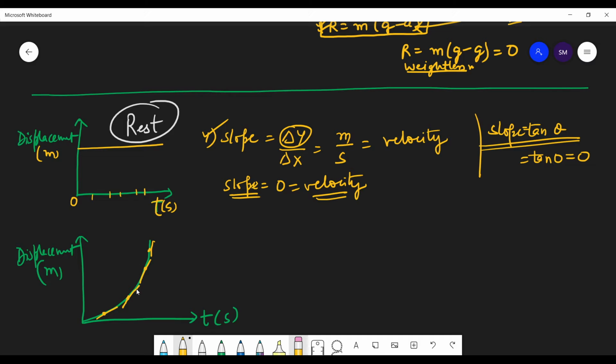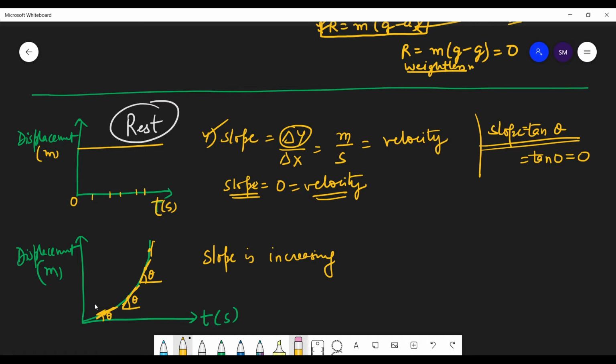What is the slope telling you? See the angle theta. What is happening to theta? What is happening to the slope? If you slide over here, and if you slide over here, where will you find the slope more? Is the slope increasing or decreasing? Yes, slope is increasing. Is the slope positive or negative? Positive. Yes, slope is positive.